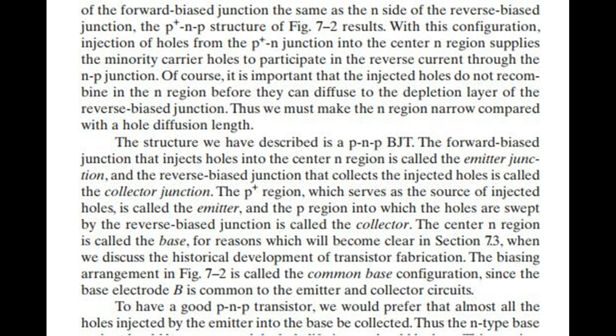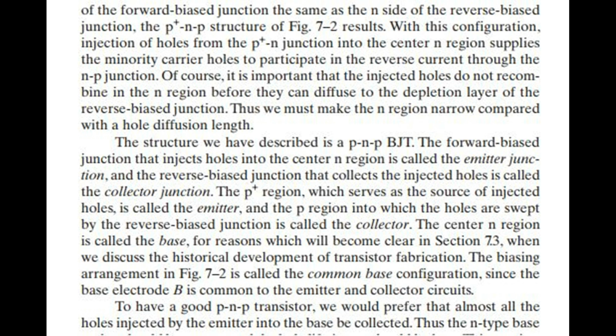The center N region is called the base, for reasons which will become clear in section 7.3, when we discuss the historical development of transistor fabrication. The biasing arrangement in Fig 7.2 is called the common base configuration, since the base electrode B is common to the emitter and collector circuits.